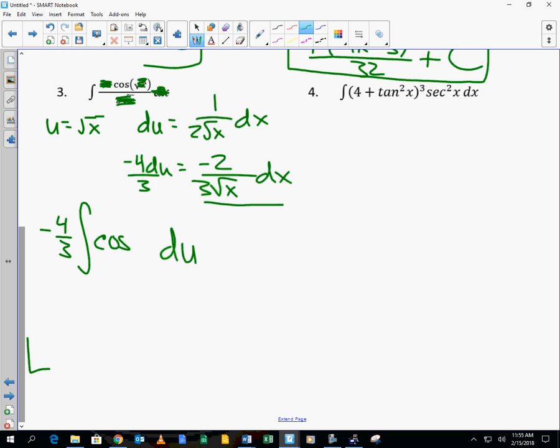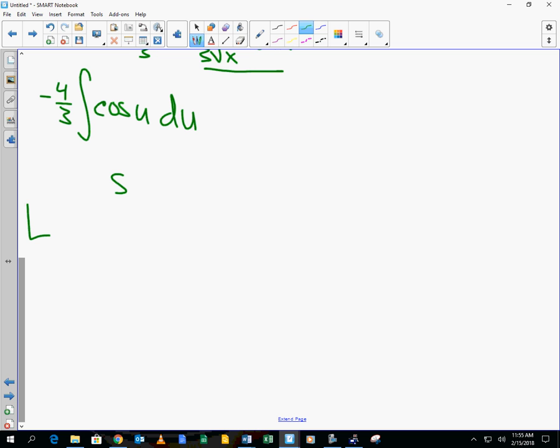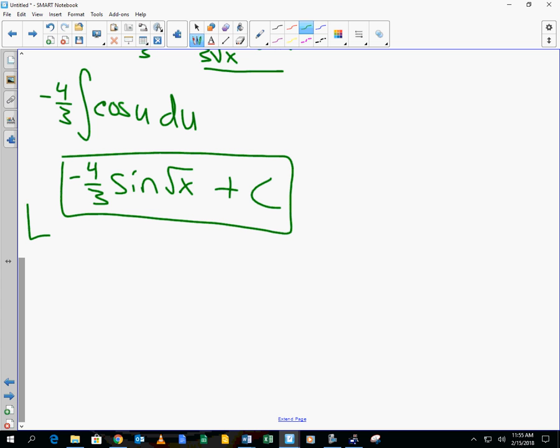So I have the cosine of u. Now, some people are like, well, why don't you get rid of cosine? I don't have to. I know the antiderivative of cosine. I'm not trying to get rid of that. I like the antiderivative of cosine. What's the antiderivative of cosine? It's just sine of u. What's u? Root of x times -4/3 plus c. Piece of cake. Upside down. Reverse chain rule. Yep. How can I check my answer? Take the derivative, and you should get what you had up before.